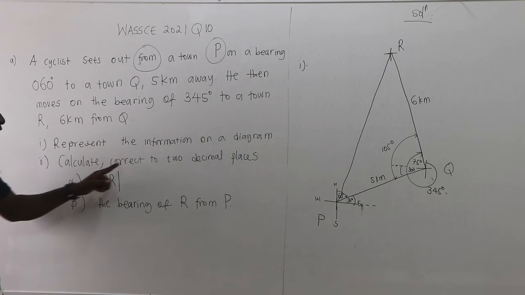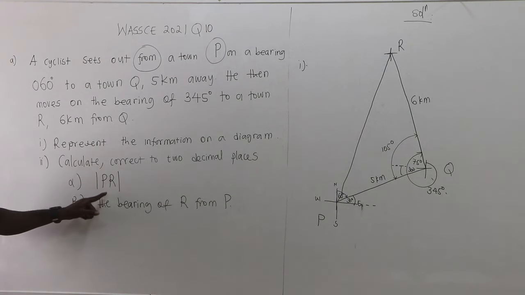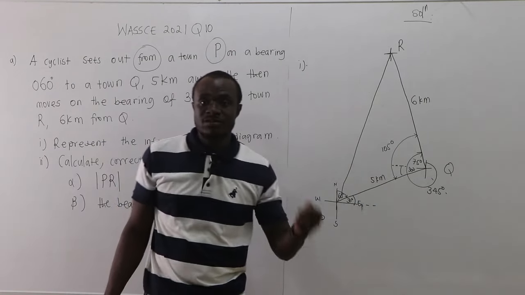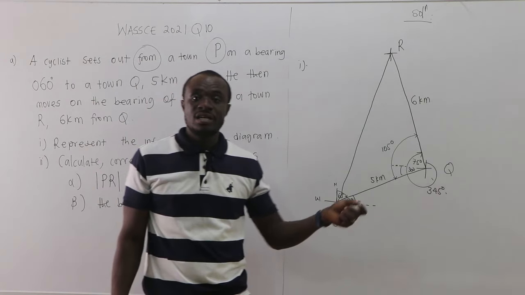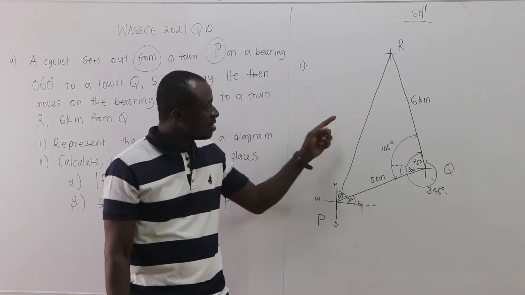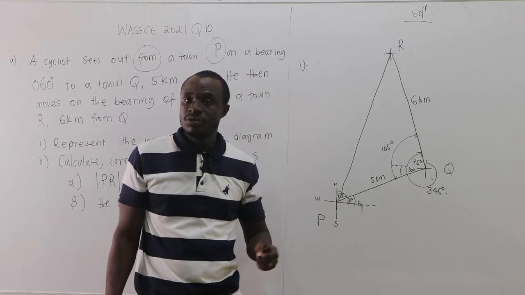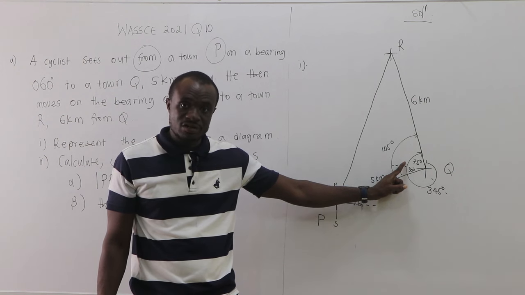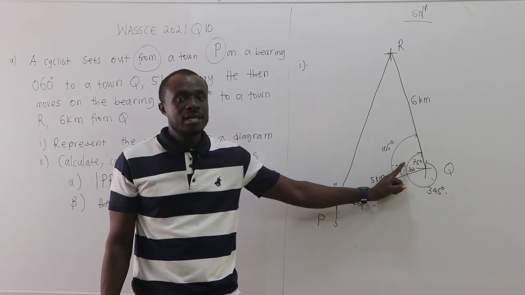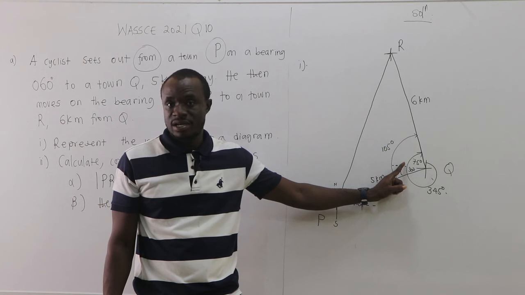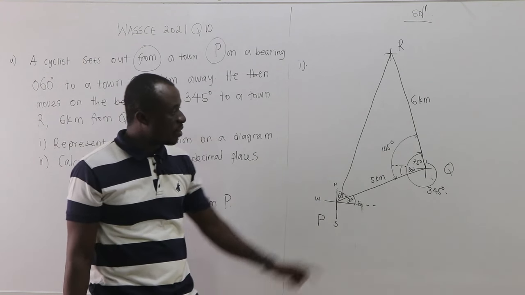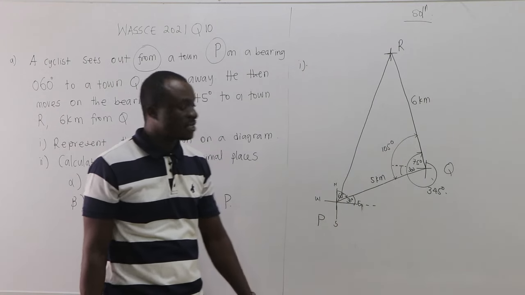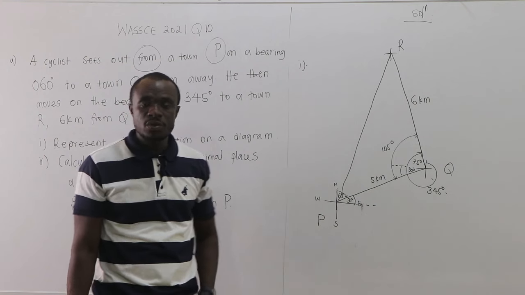Now the second thing is you calculate, correct to two decimal places, the distance PR. So we want to find the distance PR. If it is a right angle triangle, we can either use the Pythagoras theorem to find the PR, or we can use the trig ratios. Now in this case, the angle here is not 90 degrees. This is not a right angle triangle. Hence, we have to use either the cosine rule or the sine rule. Now we know one angle, which is 105 degrees. We know this side is 5 kilometers, this side 6 kilometers. So we can use the cosine rule.